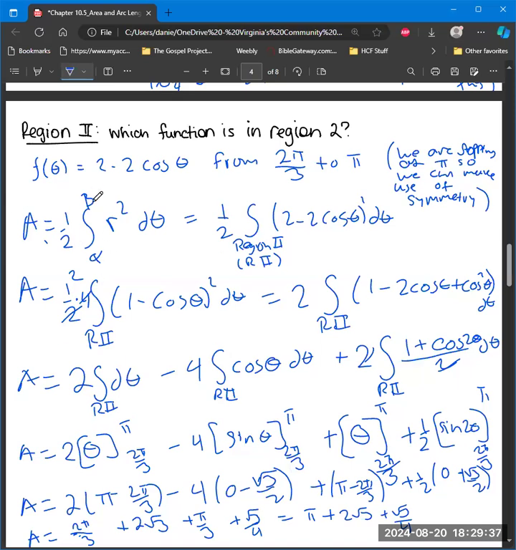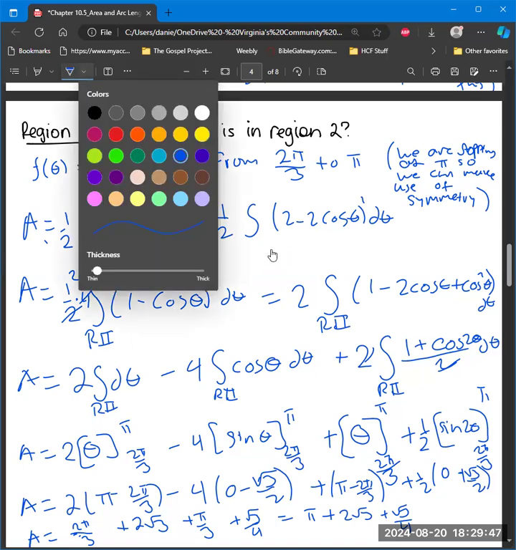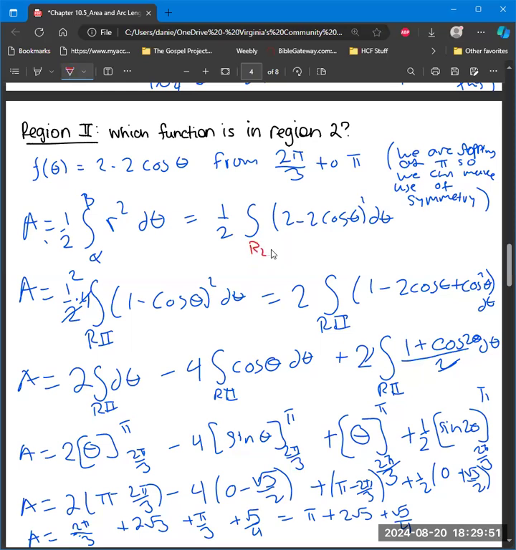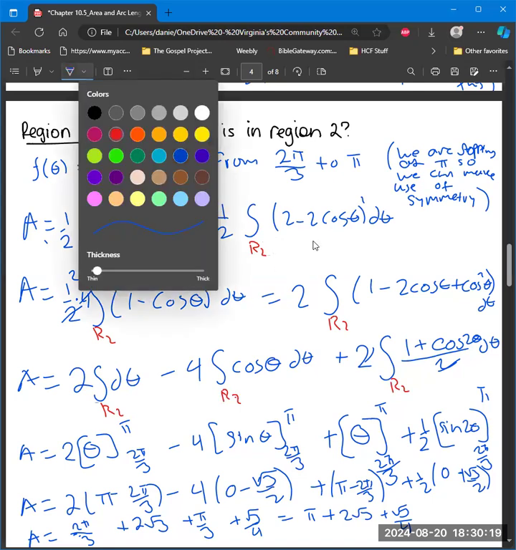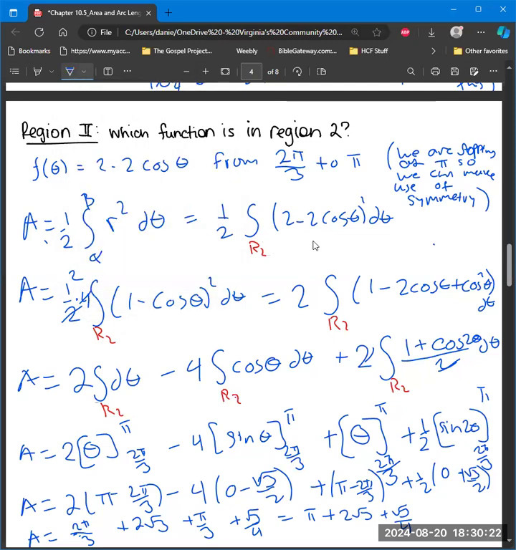So A is equal to 1/2 of alpha to beta, r squared d theta, 1/2 of region 2. So I'm going to call this here R2, and I'll make that red because it's red in the picture, not because it's a mistake or anything, but just to keep it consistent with the picture. And so we have something very similar to what we had before, just a little different because we have some subtraction here, that we have a common factor of 2 that can come out.